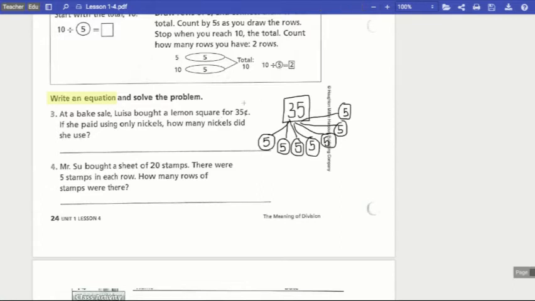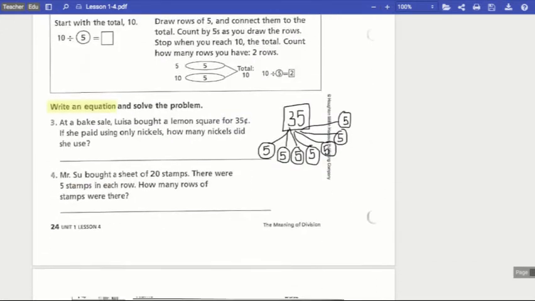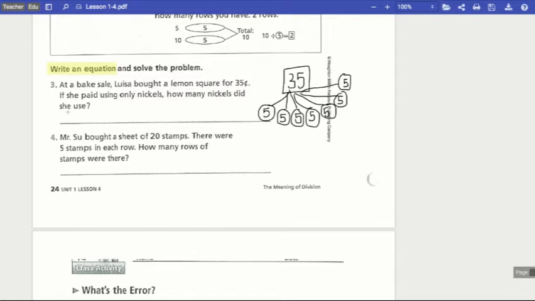Starting with your total number, okay? And that is called our dividend, okay? My dividend is 35. And I took that 35 cents and I divided it or shared it between groups of 5 to get my answer for how many groups of 5 or how many nickels she used. We found that 35 divided by 5 was 7 nickels.